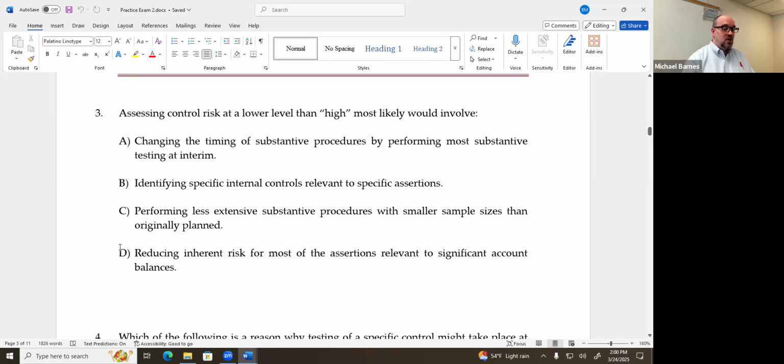Reducing inherent risk for most of the assertions relevant to the significant account balances. So can we as auditors control or affect inherent risk? No, we can assess inherent risk, but we have no control over what it is. That's a function of the client's entity and its environment. So we can't do anything about D.